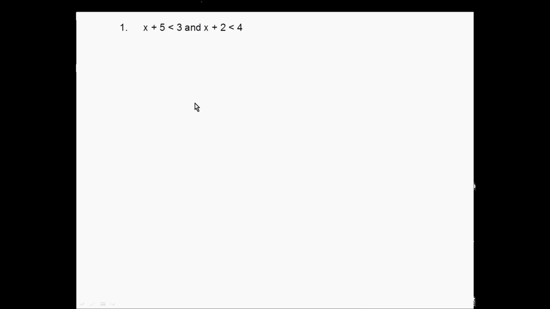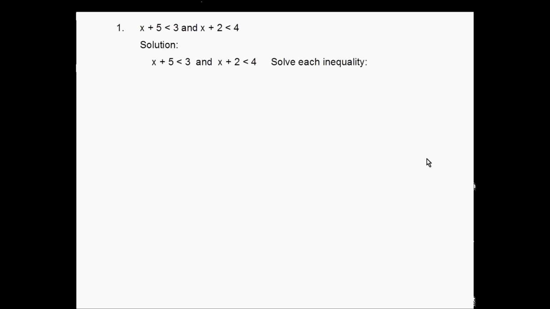So here's our first one. I've got x plus 5 is less than 3 and x plus 2 is less than 4. Notice both inequalities are pointing to the left. Now this is not a three-sided inequality. That's why they can sometimes be allowed to point in opposite directions. Each conjunct is kind of simple to solve. For the one on the left, subtract 5. For the one on the right, subtract 2. So I'll have x is less than negative 2 and x is less than positive 2.